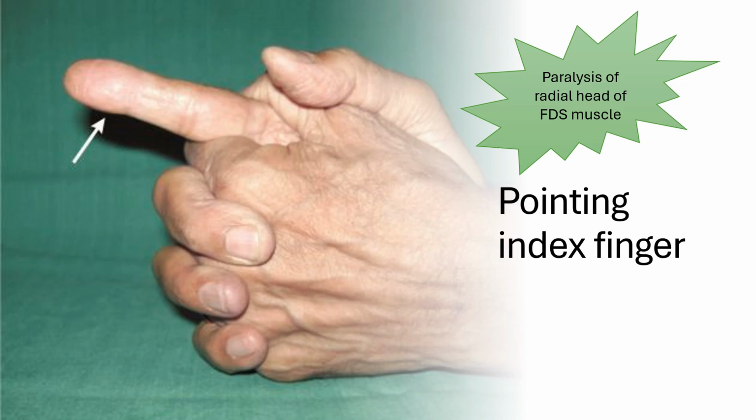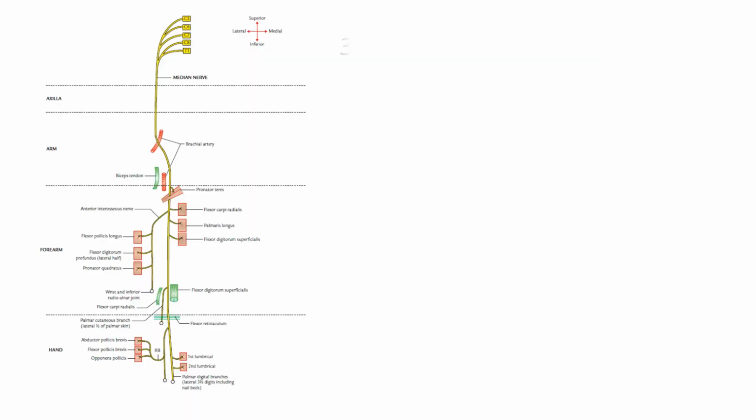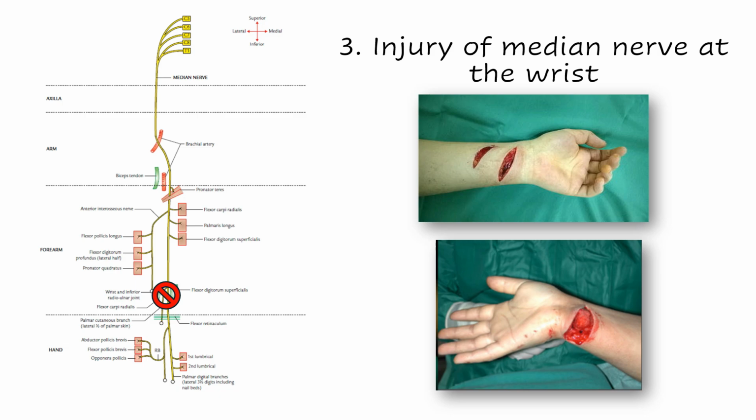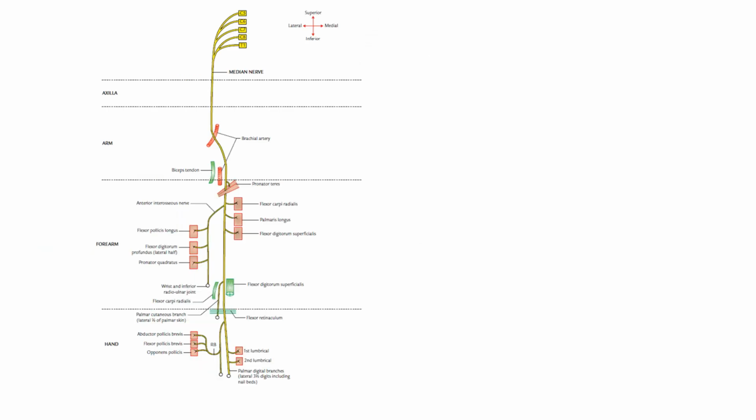So when the patient is asked to make a fist, he will not be able to flex the index finger of the affected hand, and this is because of the paralysis of radial head of flexor digitorum superficialis muscle. At the wrist, the median nerve and its palmar cutaneous branch may be injured just proximal to the flexor retinaculum by deep lacerated wounds, such as in suicidal cuts.